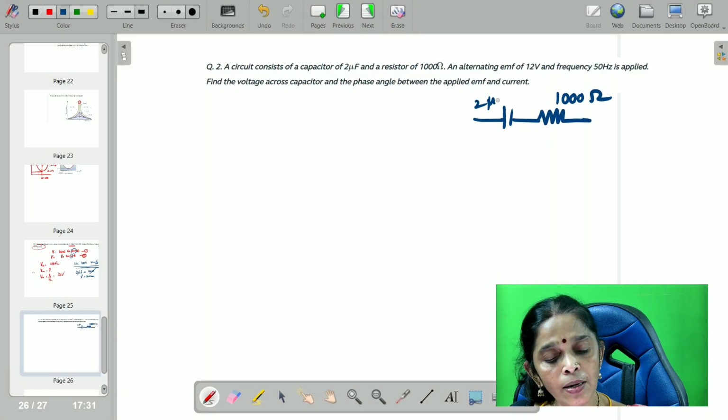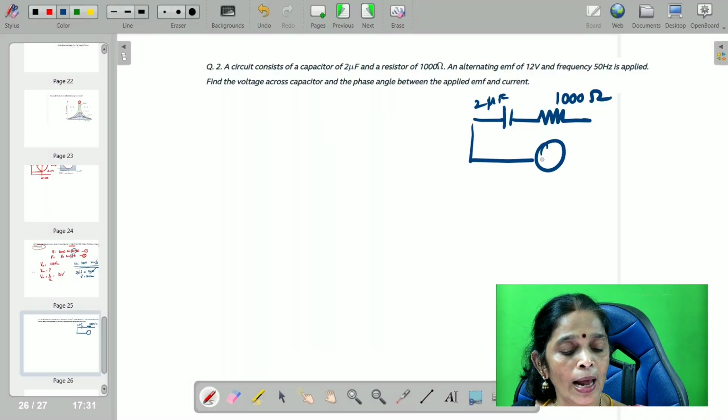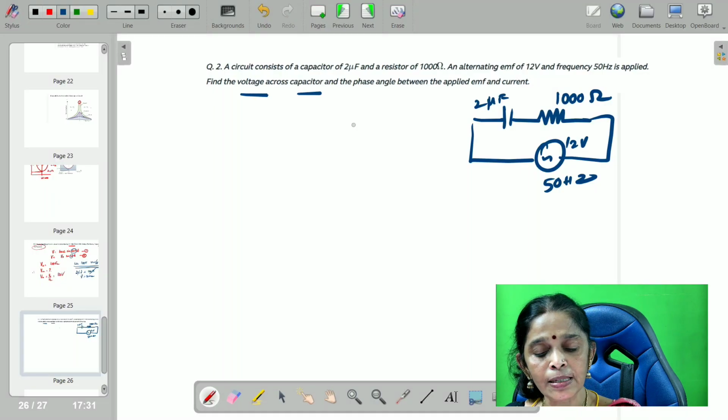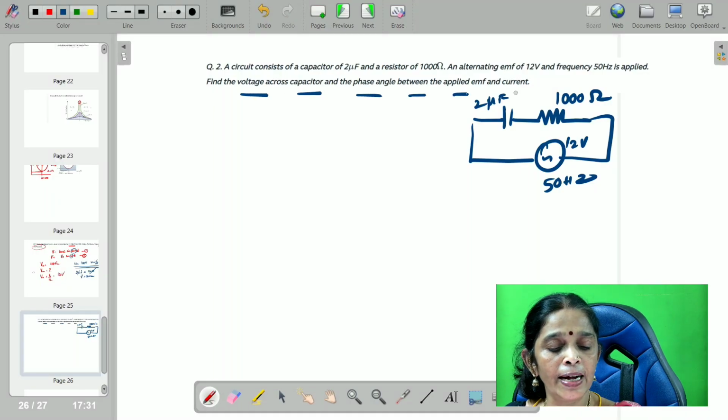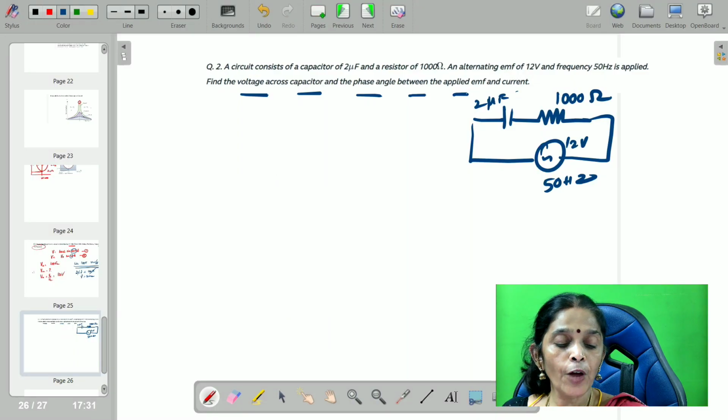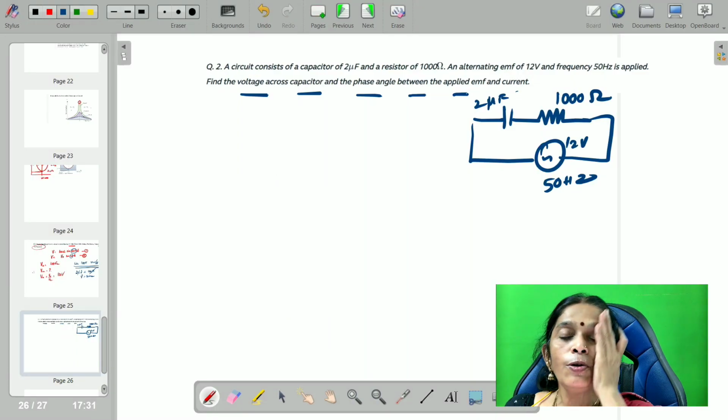2 microfarad, alternating EMF of 12 volt and frequency 50 hertz is applied. Find voltage across capacitor, phase angle between the applied EMF and current. So can we find out? How to find out?